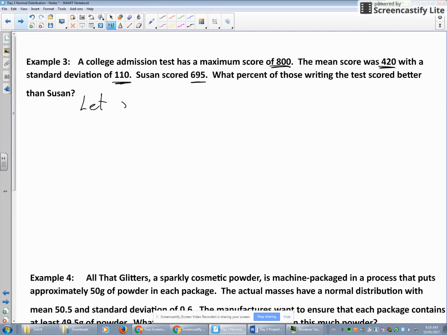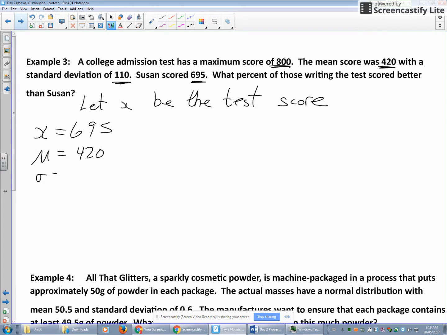So we will assume that the scores are normally distributed. So the full solution would be to let x represent the test score. We're told that the test score that we're interested in is 695. So we want to know how many people scored better than Susan's 695. Our mean was 420. And our standard deviation was 110. At this point, a maximum score of 800 isn't important. I could go through and calculate percentages if I wanted to, but I don't actually need to.